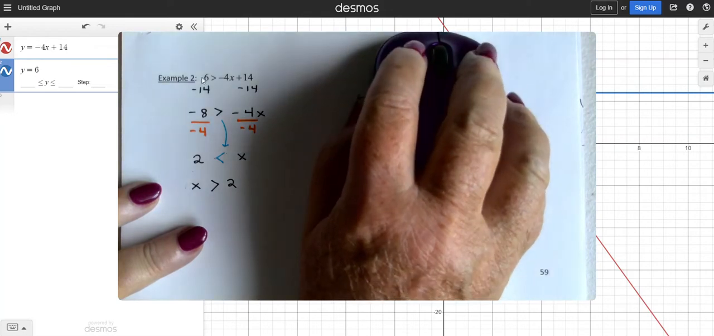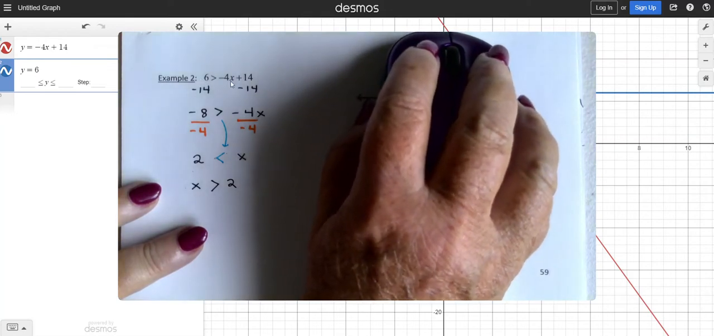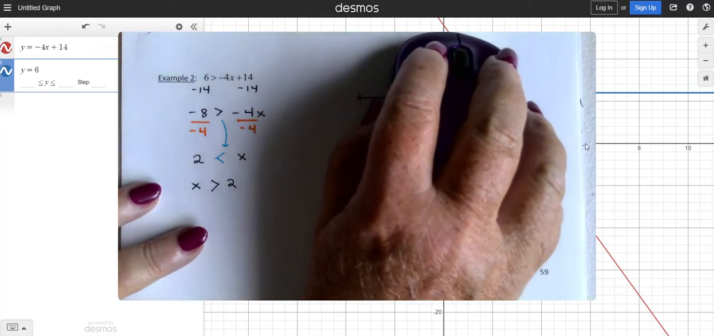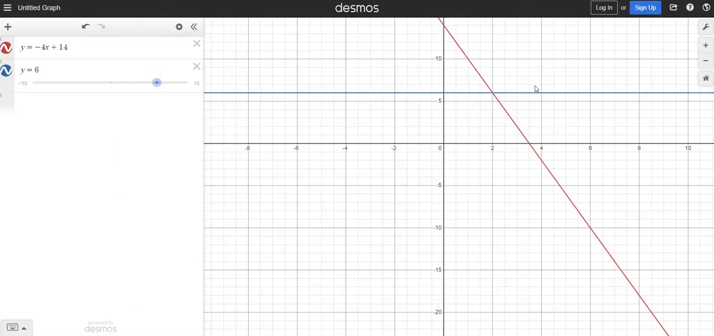I actually wanted the 6 to be bigger than that slanted line. So over here, 6 is on top of or larger than the line from 2 on, right? When x is 2, 3, 4, 5, etc., whenever x is bigger than 2, the 6 is actually bigger than that line. That's exactly what we came up with. X is larger than 2 or from 2 to infinity.